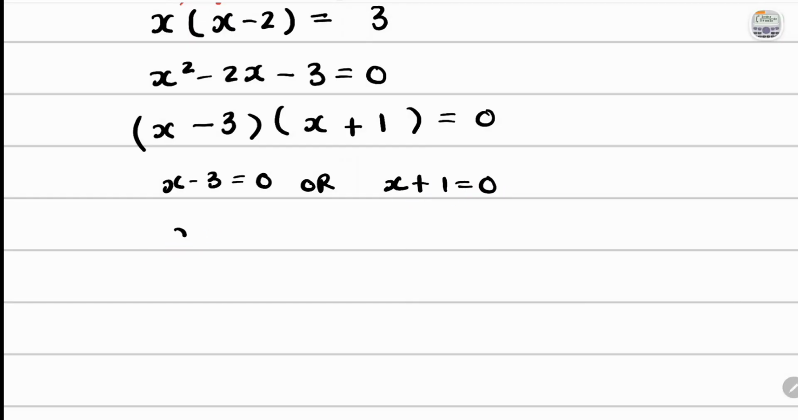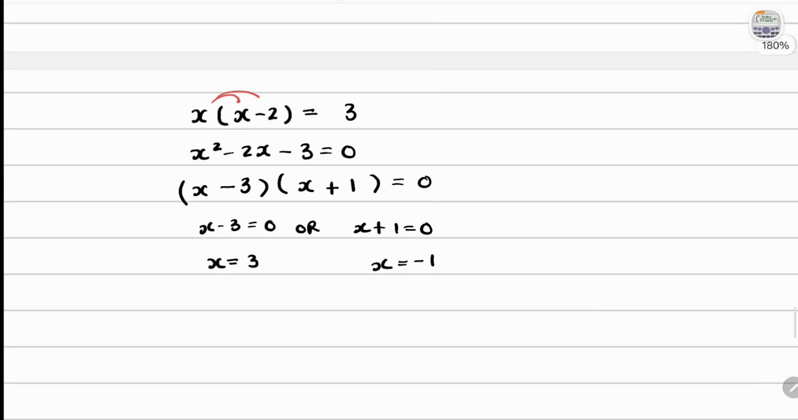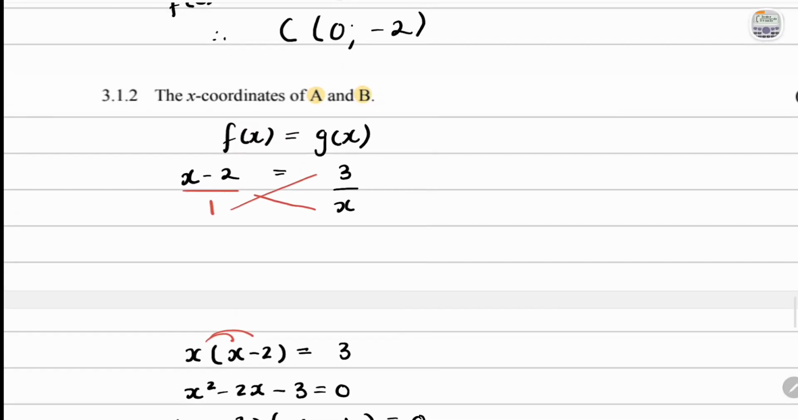Okay, solve for x. X is equal to, you're taking the negative 3 over to give you a positive 3. And here x is equal to taking the positive 1 over to give you a negative 1. So x is equal to positive 3 or negative 1. But don't lose track of what's going on here.